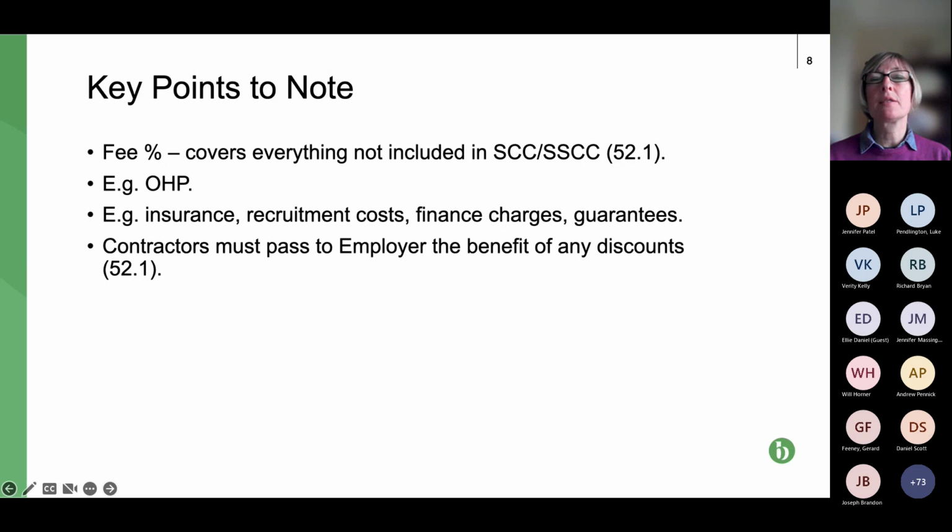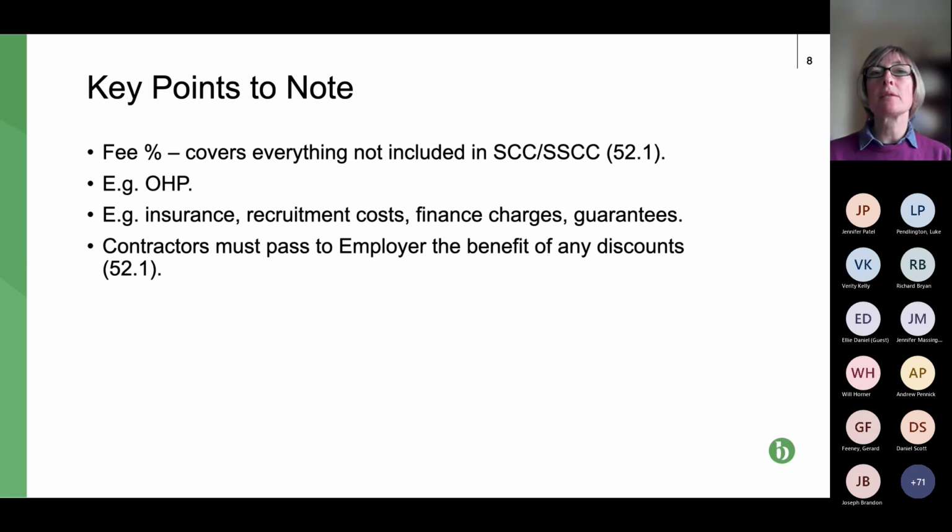So this is following on from this. We've already kind of covered all of this. So third bullet point. We're talking about this fee percentage. As well as overhead and profit, it also includes things like insurance, which we've already mentioned, recruitment costs, finance charges, and guarantees. The final bullet point, we've already mentioned this as well.